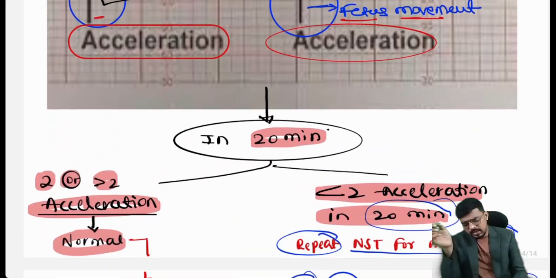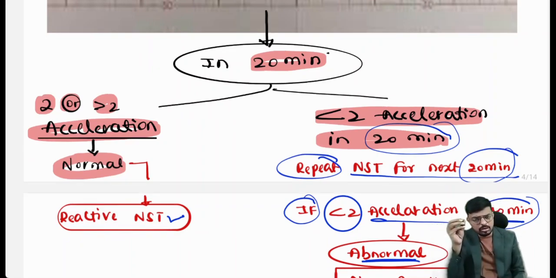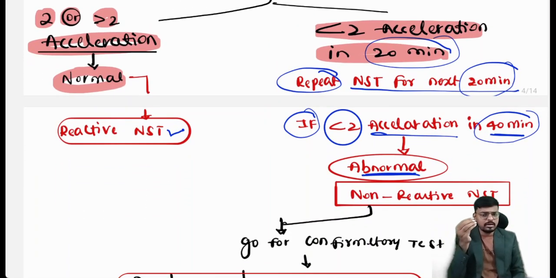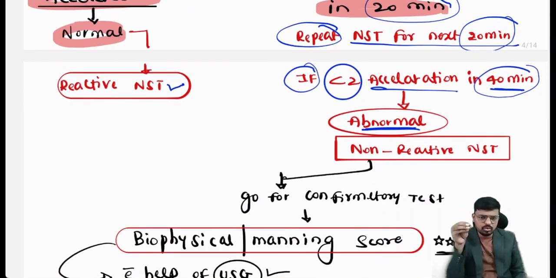In a duration of 20 minutes, if there are two or more accelerations, that is normal, meaning a reactive NST. If there are fewer than two accelerations in the last 20 minutes, that is what we call a non-reactive or abnormal NST. So we have to continue for a further 20 minutes. Even after 40 minutes, if it is still fewer than two, that is what we call an abnormal, non-reactive NST.